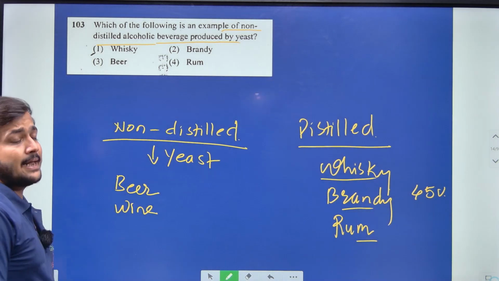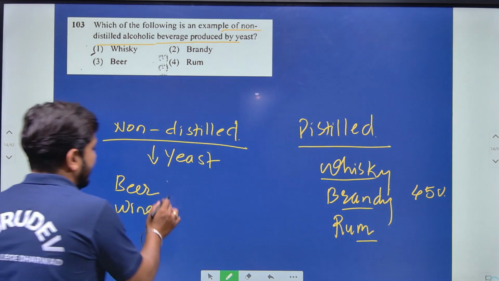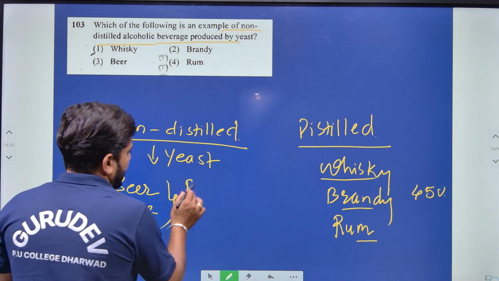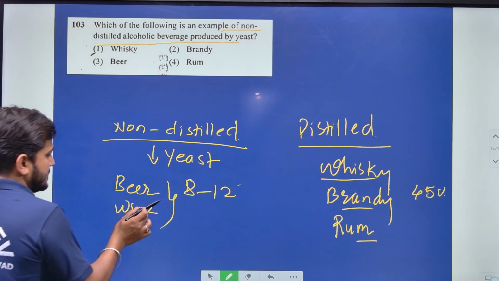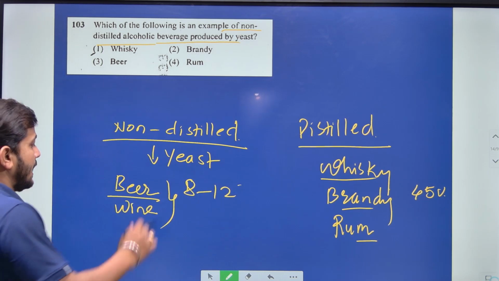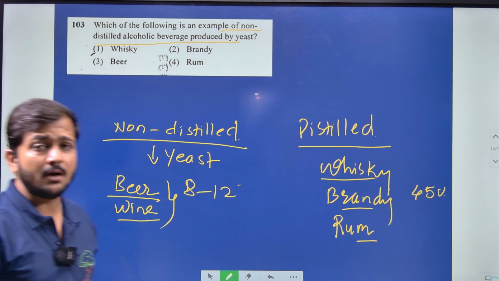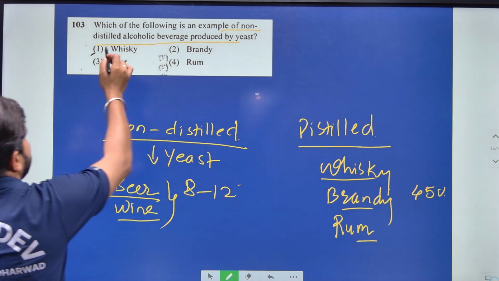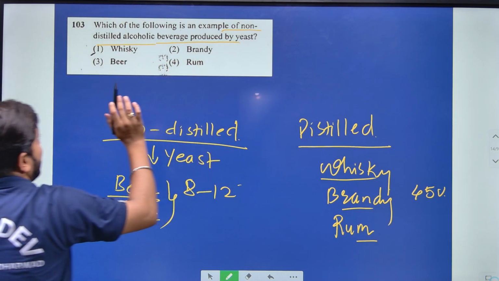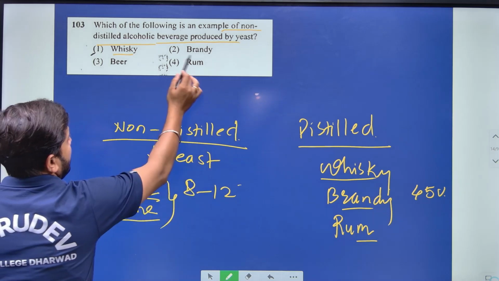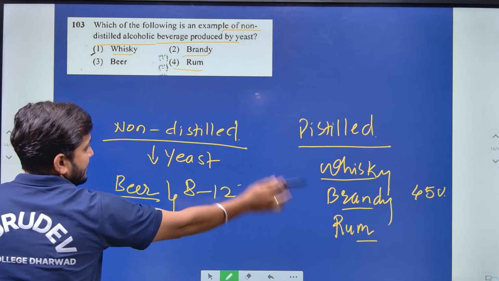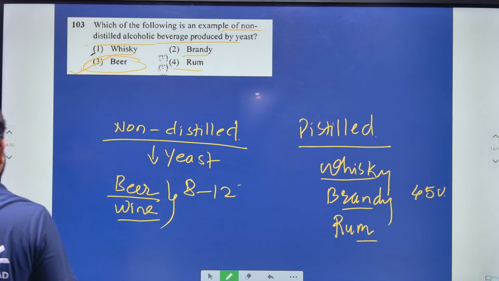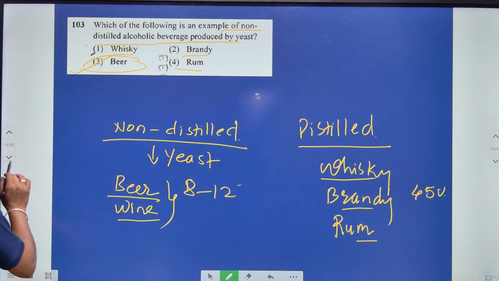But with respect to beer and wine, we get a smaller amount of alcohol, 8 to 12%. 8% with respect to beer, and 12% with respect to wine. So the non-distilled alcoholic beverages produced by yeast: whiskey is distilled, brandy is distilled, rum is distilled, but beer is non-distilled. So option 3 is correct here. Then moving on to the next.